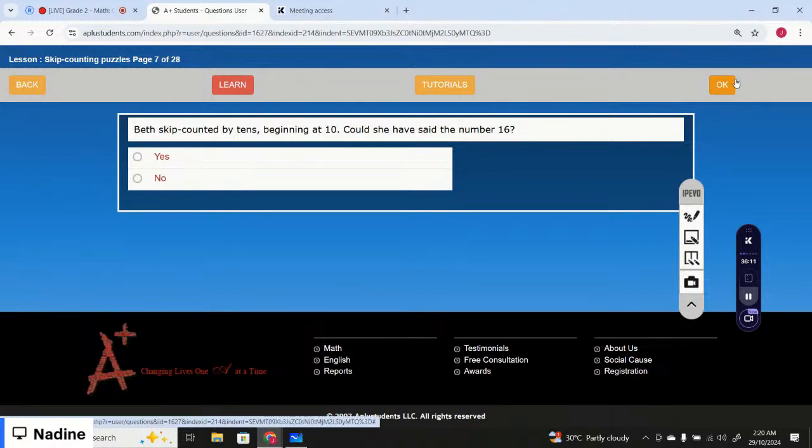Pets skip counting by tens beginning at 10. Could she have said the number 16? You don't need to press the heart. You can just answer the questions I am asking.